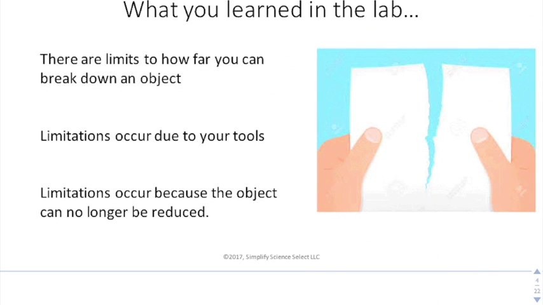So in the lab, you should have figured out that there's a limit to how far you can break an object down. These limitations can occur due to your tools. You can't tear a piece of paper up, keep tearing it, keep tearing it, until you have specifically tools that are able to do smaller and smaller that your fingers aren't able to. So you have limitations because of your tools, and you have physical limitations too, in which it can no longer be done. You've reached the limit at which it occurs because the object can no longer be reduced.